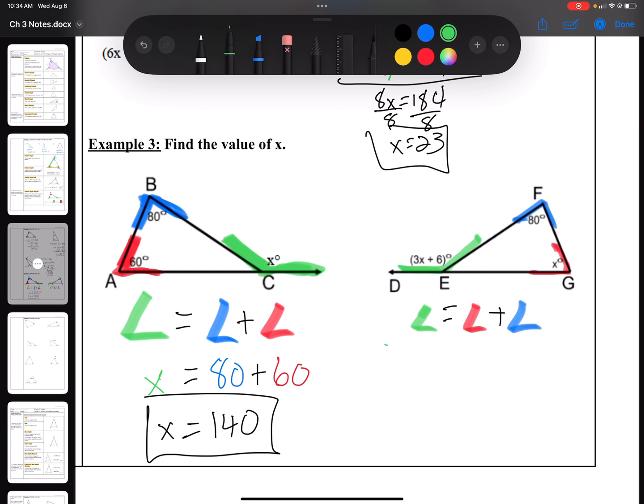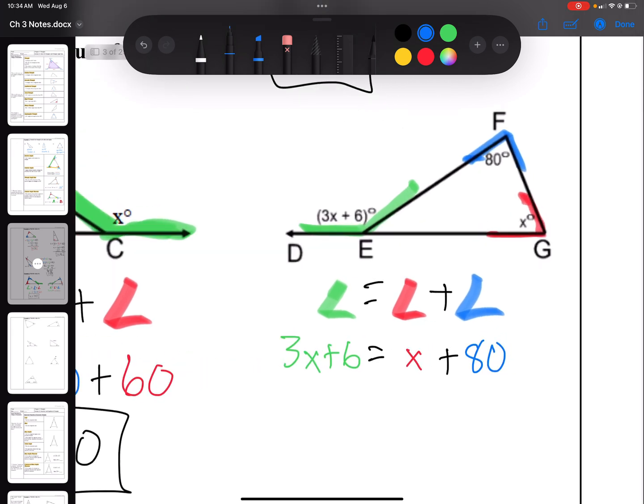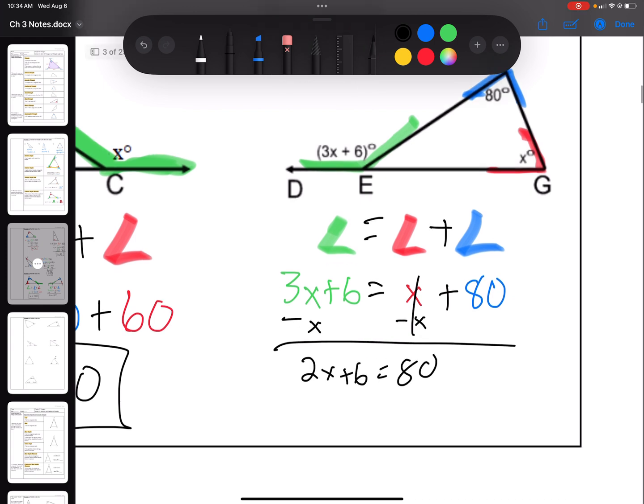So the exterior angle is the 3x plus 6 equals x, the red angle, plus 80, the blue angle. So there's my setup for that one. To solve this, I can start off by subtracting x from both sides, and that'll give me 2x plus 6 equals 80.